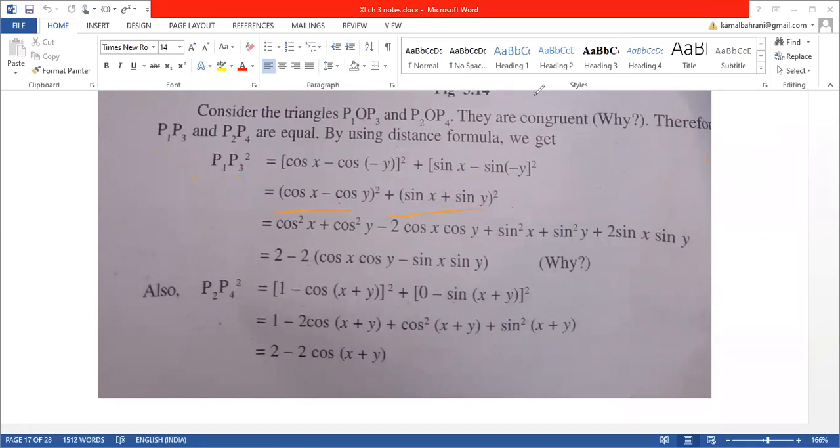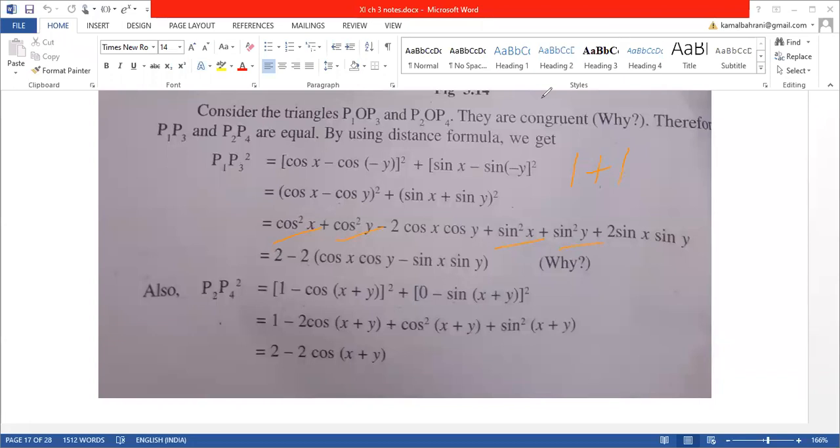These two: (a − b) whole square is a square plus b square minus 2ab. This one will be what? a square plus b square plus 2ab. Now just see what will get cancelled. Cos square x plus sine square x will be 1. Again, cos square y plus sine square y will give you 1, and then minus 2 cos x cos y plus 2 sin x sin y.